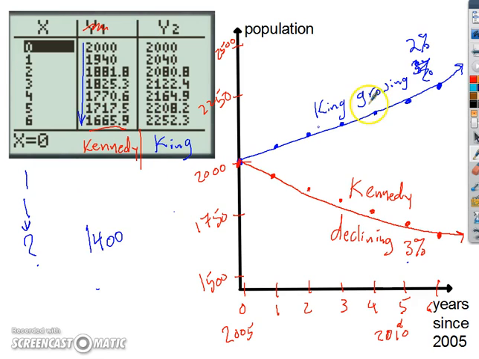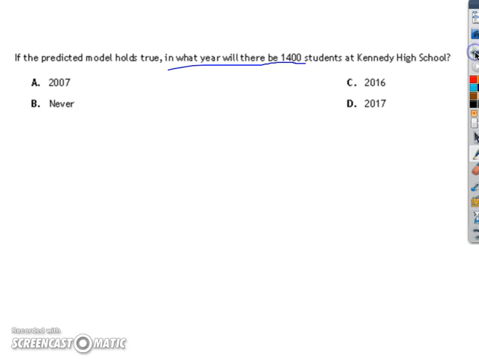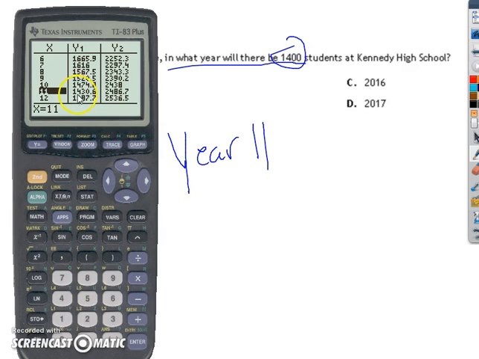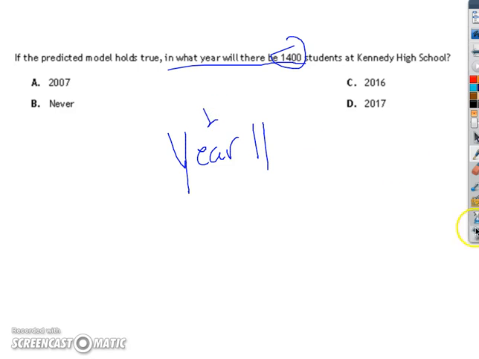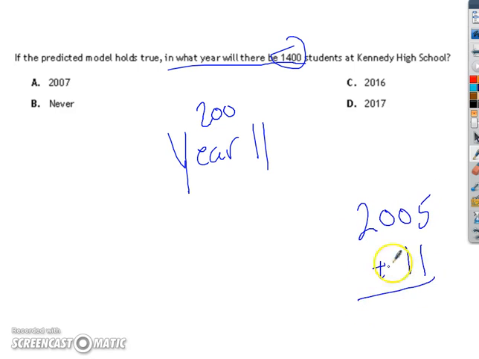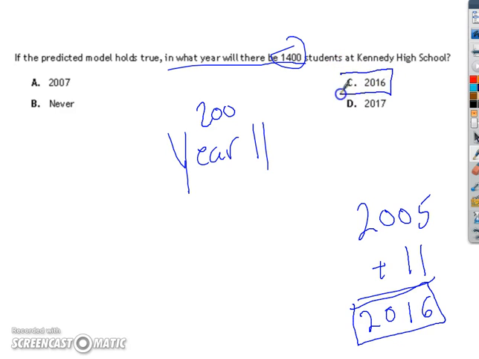And the way that I interpret that in the problem, it happens in year 11. Again, in year 11, I'm reaching 1,400 students at Kennedy High School, year 11 right here. And then if I started in year 2005, and added 11 years to that, then that would be 2016. So Kennedy High School is going to be almost empty. It's lost 600 students by the time it gets to 2016.